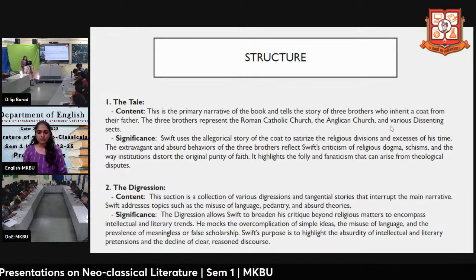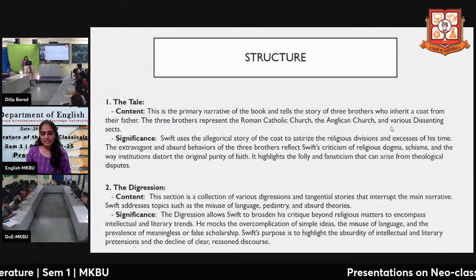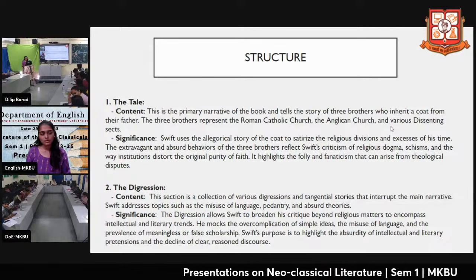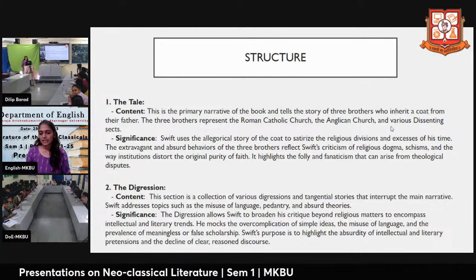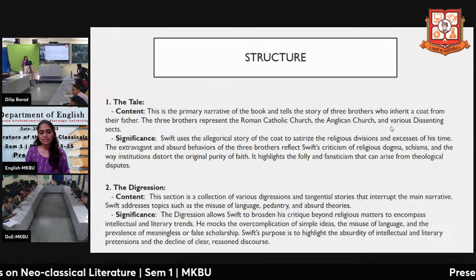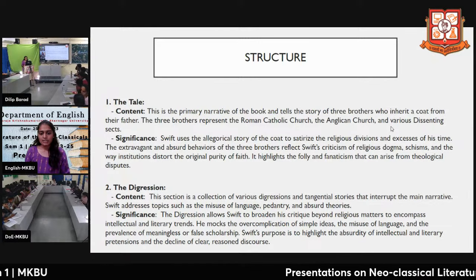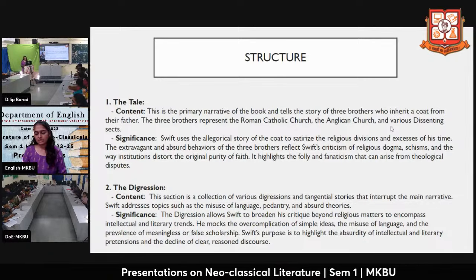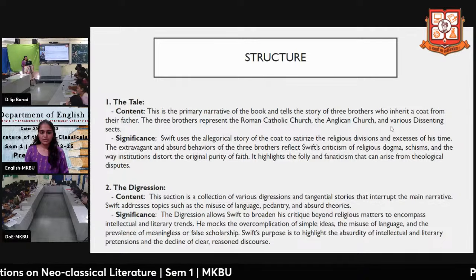Structure of A Tale of a Tub. The tale content. This is the primary narrative of the book and tells the story of three brothers who inherit a coat from their father. The three brothers represent the Roman Catholic Church, the Anglican Church, and the various dissenting sects. Significance. Swift uses the allegorical story of the coat to satirize the religious divisions and the excesses of his time, the extravagance and absurd behavior of the three brothers.